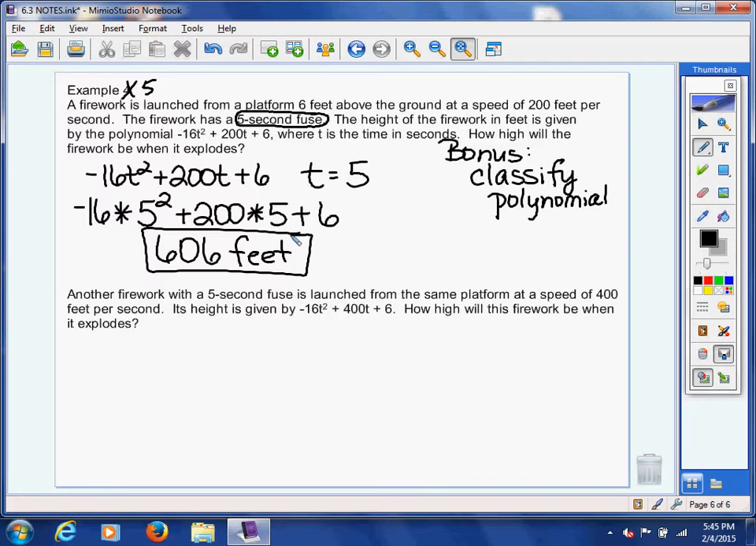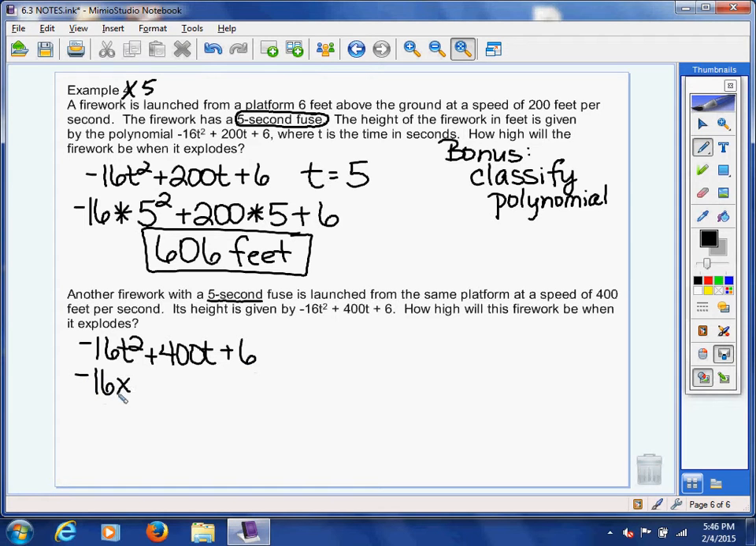Now here's another one. Another firework, also with a 5-second fuse, that's important, is launched from the same platform at a speed of 400 feet per second, so it's actually launching faster. Its height is given by the polynomial negative 16t squared plus 400t plus 6. How high will this firework be when it explodes?